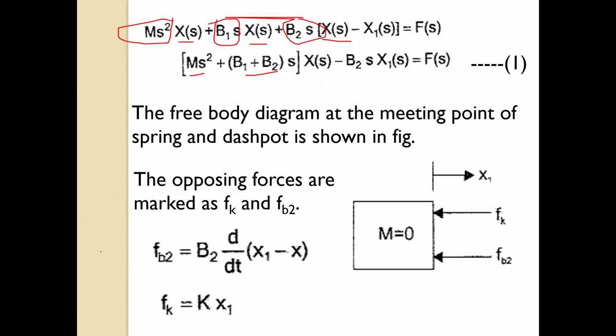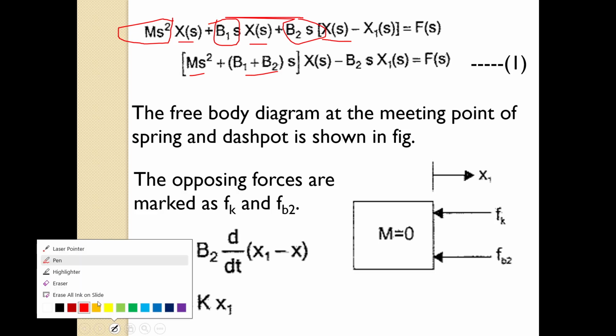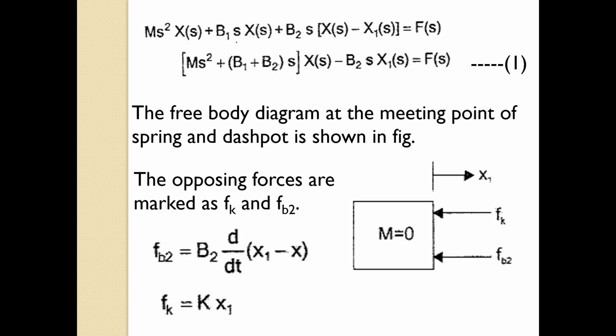Now similarly, take X1 of s common. Where is X1? Only one X1 of s is there. So minus b2 s into X1 of s is equal to F of s. Consider it as equation 1.